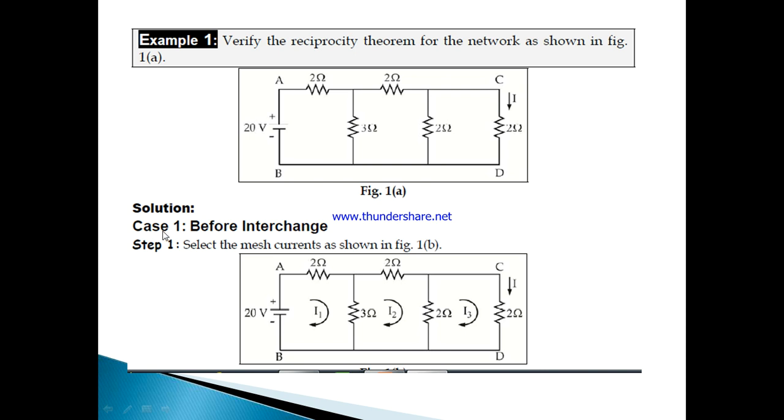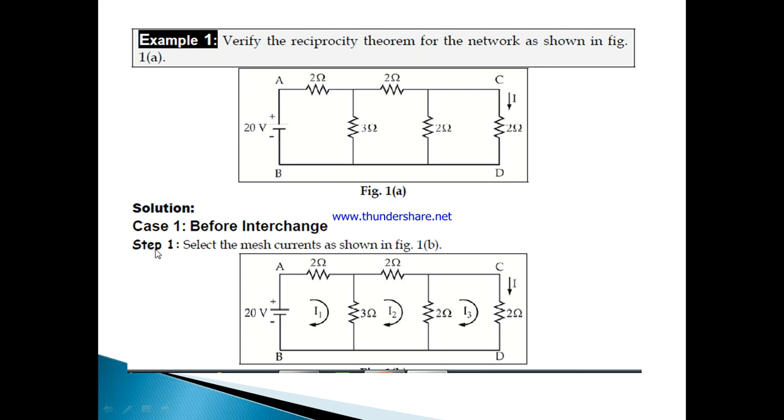So I am considering this problem in two cases. In case 1, before interchange, we are keeping the positions of the source and response as is. Now I know the source value, that is 20 volts. Now I am going to find the response, the current through the 2 ohm resistor. By using any one of the network simplification methods, I am going to find this response, that is the current through the 2 ohm resistor presented between the C and D elements.